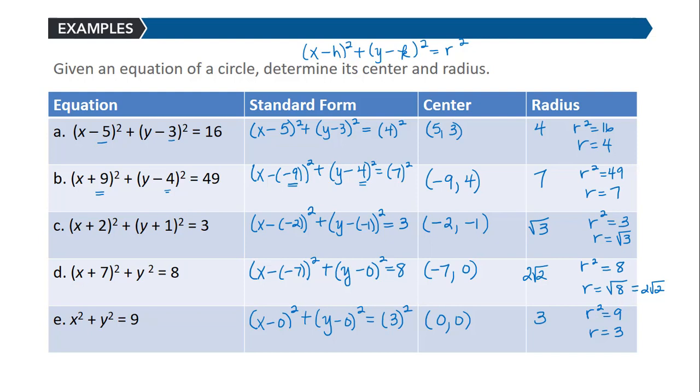The other really important thing in the equation of a circle is notice that it's the square of x minus h plus the square of y minus k equals r squared. So there's always a summation between the two quantities that are squared.